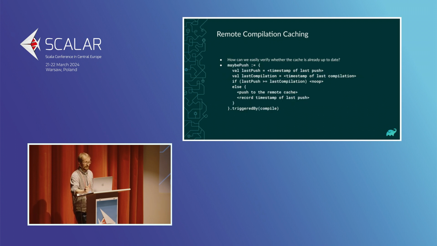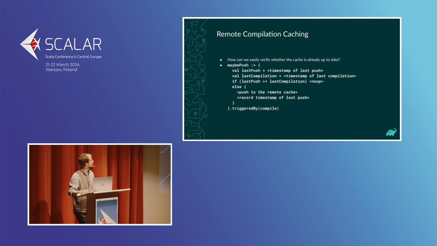The idea would be that we can have a task, let's call it maybe push, which would push to the cache only if needed. And how can we implement that? Last push would be the time when it was the last time that we pushed to the cache. The last compilation is the last time that we compiled. And if we've pushed more or as recently as we've compiled, then there is nothing to do. Otherwise, we can just update the cache, re-record that time, and the whole thing is triggered by compile.